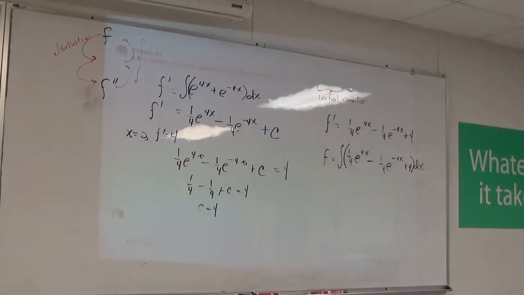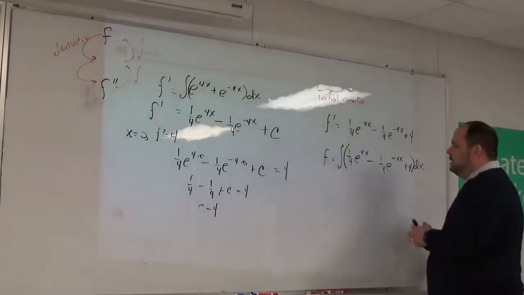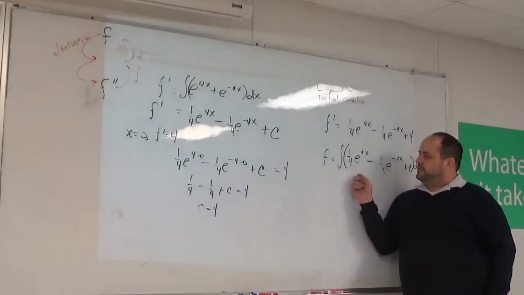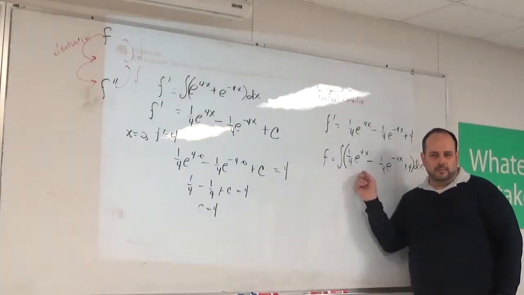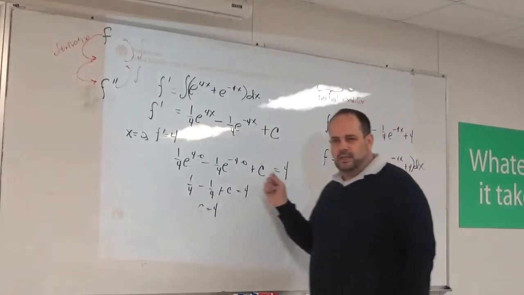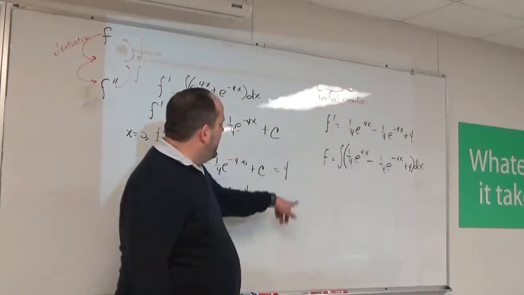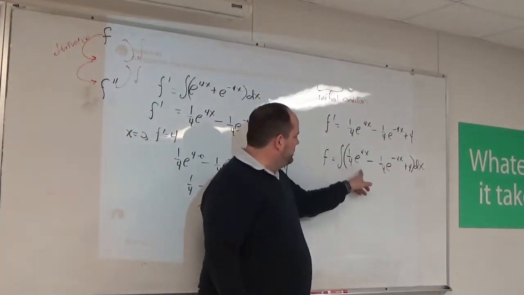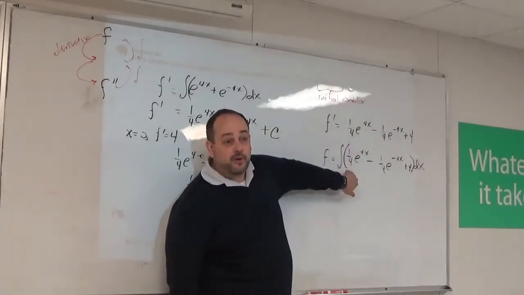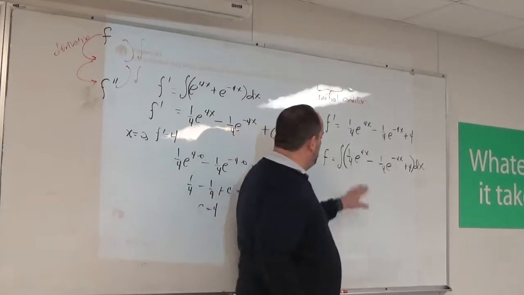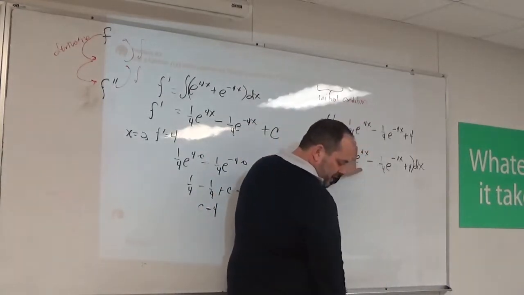Isn't that F prime? What would give me a derivative of 1/4 times e to the 4x? F is the antiderivative. If you're not sure, cover up the 1/4. The 1/4 is just multiplying, right? So what is the integral of e to the 4x?